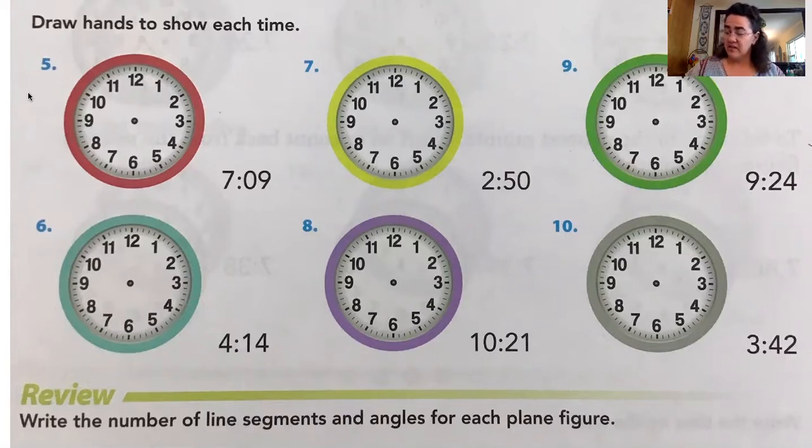So 7:09, we're going to show that by drawing. The hour is 7, so I want a short hand here. 7:09. It's almost to the 10, but not quite. Right on? Okay, second grade.